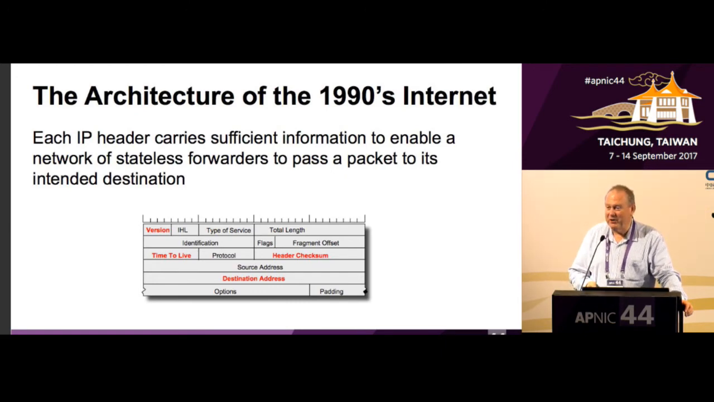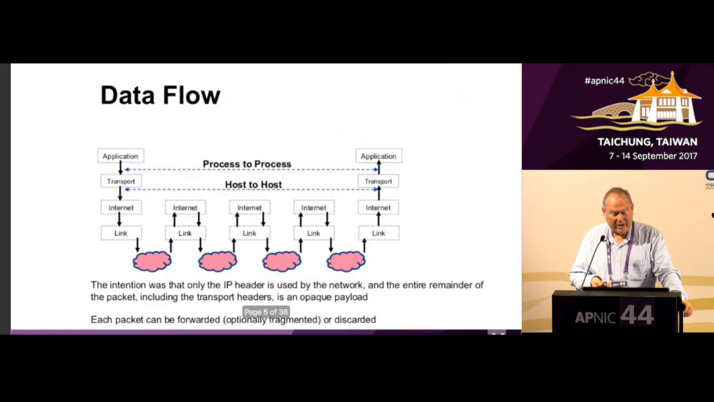And the destination address, where am I going to? Interestingly, you could argue the source address wasn't necessary. The network never needed to know where the packet came from. None of its business. IPv4 networks were basically one-way networks.